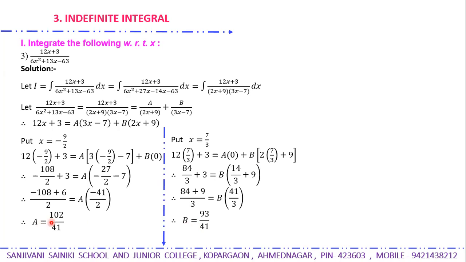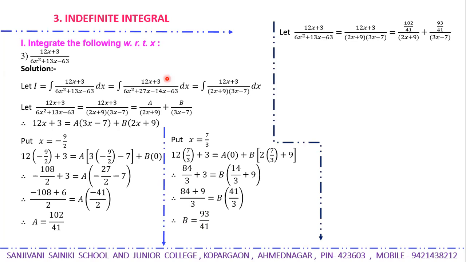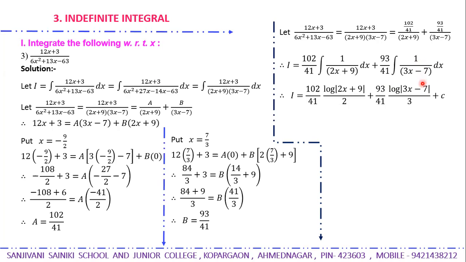Now use this a and b in this partial fraction. So 102 upon 41 divided by 2x plus 9 plus 93 upon 41 divided by 3x minus 7. So this is the integrand. Take the integral of 1 upon ax plus b. Its integral is log of ax plus b upon a. Here also the same formula we will use. Then divide this 102 by this 2. Then divide 93 by 3. You will get 1 by 41 common. So 51 log of 2x plus 9 plus 31 log of 3x minus 7 plus c is the solution of this given problem.